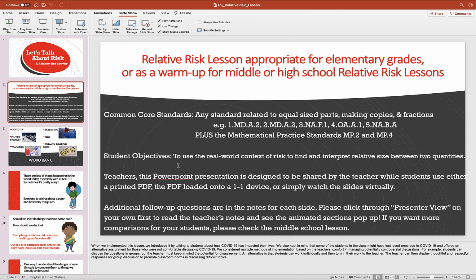Our student objective, which is the same for all three lessons, is to use the real-world context of risk to find and interpret relative size between two quantities. If you notice down here, there are going to be notes for the teachers in every single slide. I encourage you to look through them before you give the lesson so that you think about the way in which the lesson should play out in your classroom.